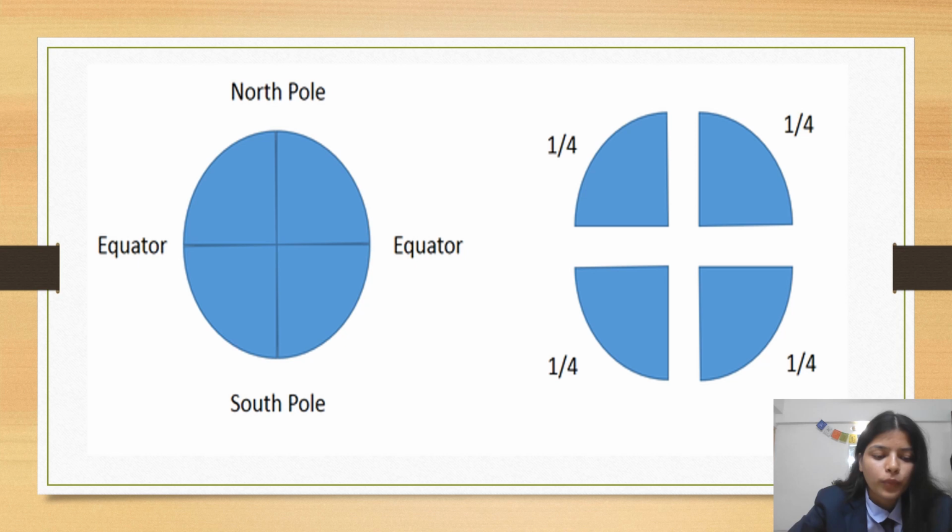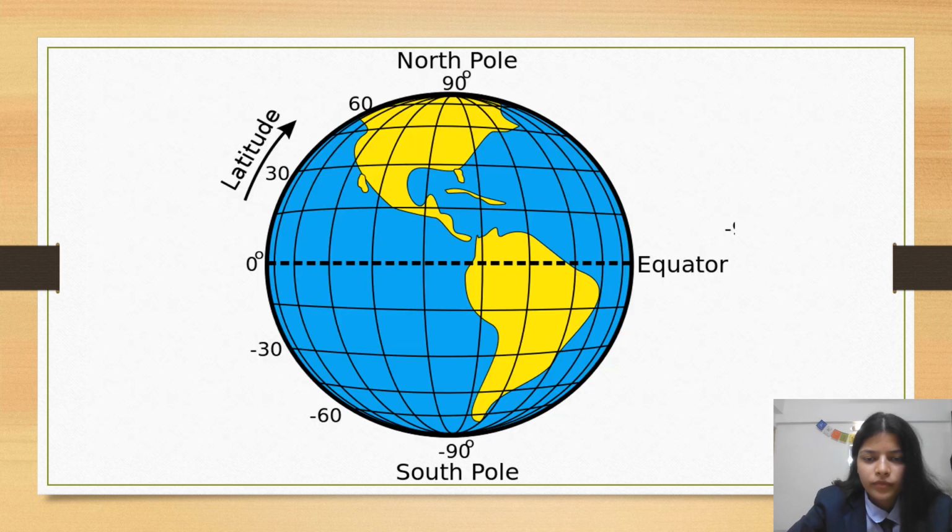Equator up to the poles are called parallels of latitude. Now here you see that these two lines here are dividing the circle into four equal parts, which are of 1/4 each. Now, this is the equator here, which is dividing the earth into two equal halves, and we see that all these lines will be called parallels of latitude, and all the latitudes are measured in degrees.